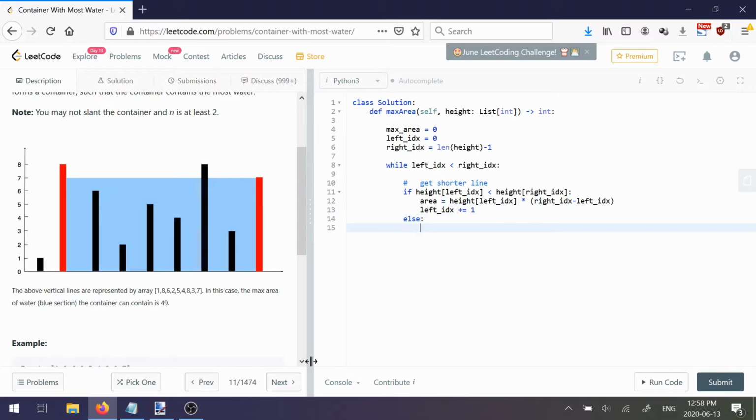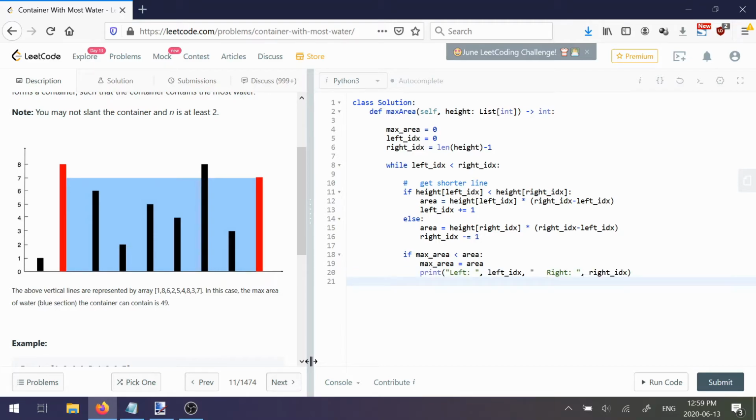Likewise, if the line on the right is shorter, again we calculate the area and then we move the right line closer to the left line by 1 index again. So that is a subtraction. Then all we have to do is update the maximum area. If we want, we can also keep a record of what the indexes of these 2 lines are. And that is all we need to do. Then we can just return the max area.